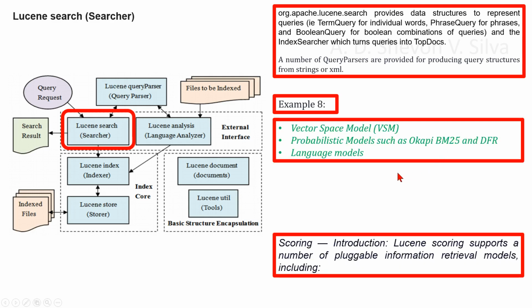Now we are considering scoring. The introduction to scoring. Lucene scoring supports a number of pluggable information retrieval models, including these. Lucene scoring is the heart of why we all love Lucene. It's blazingly fast and it hides almost all of the complexity from the user. In a nutshell, it works. At least that is until it doesn't work, or doesn't work as one would expect it to work.